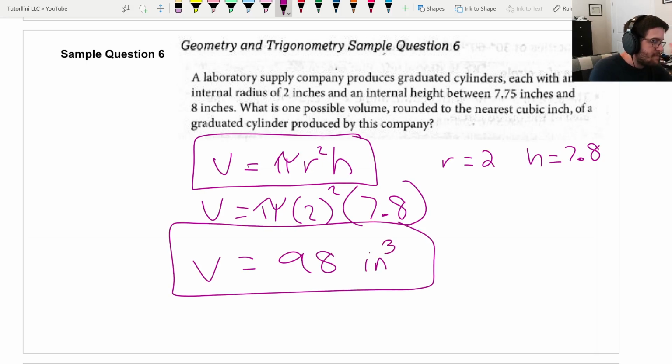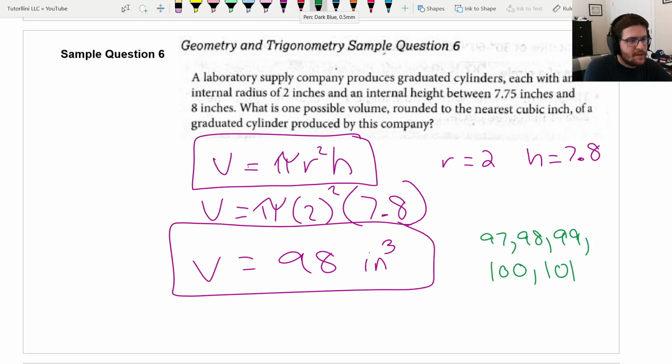And let's see if that's right. Yeah, so they would have accepted 97, 98, 99, 100, or 101. And that is just depending on whatever you picked as your height. So as long as you picked a number between 7.75 and 8, you should get one of those answers approximately, and then you round it to the nearest whole number.